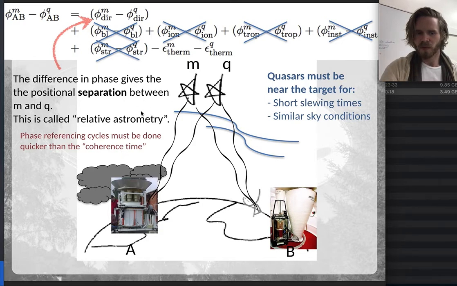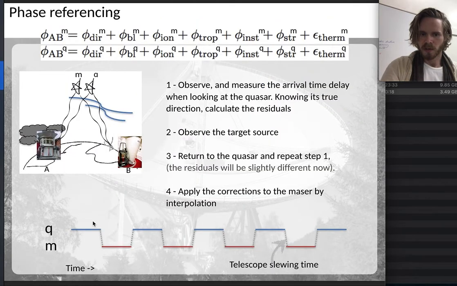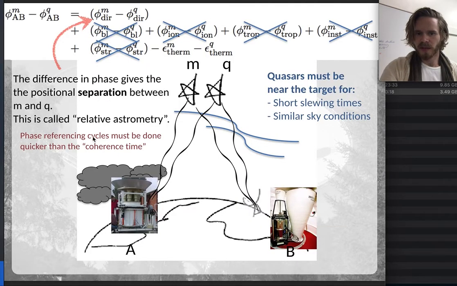And I mentioned before about this fast switching. So when you switch from, say, let's just jump back to here a second. When you switch from the quasar to the maser and then back to the quasar, that's called one phase referencing cycle. And so these phase referencing cycles must be done faster than these error terms are changing, right? Because if you look at the quasar and you measure your residuals, then you go to look at the maser, but the weather has changed, then these terms no longer are the same, so they don't cancel out anymore. So you need to be repeating this process, this phase referencing, so fast switching and interpolating the solutions. You need to be doing that faster than the weather is changing.